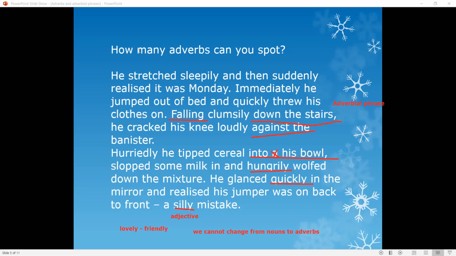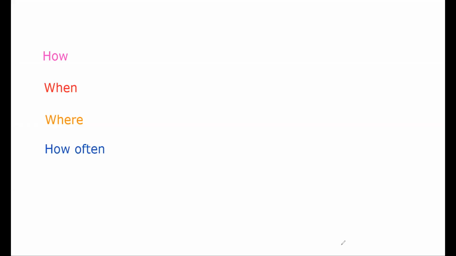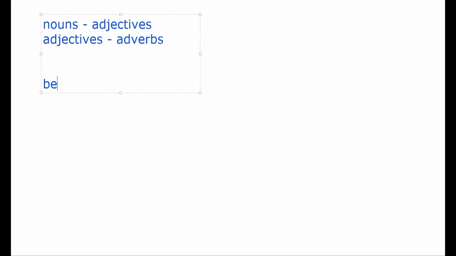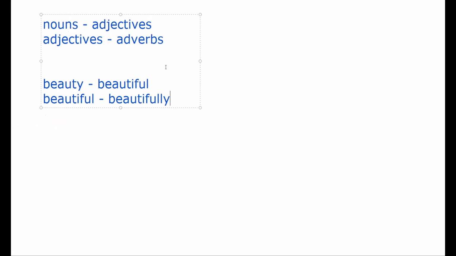Let me write this on the whiteboard. We can only change from noun to adjectives and from adjectives to adverbs. Example, beauty, beautiful. So again, we cannot change from a noun to adverb right away. You have to change into an adjective first.